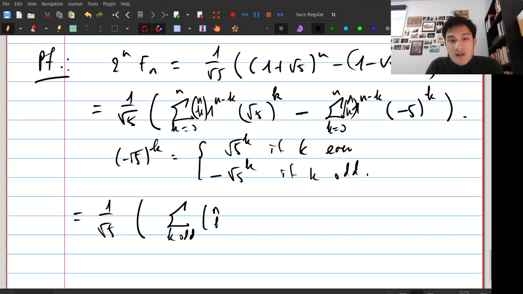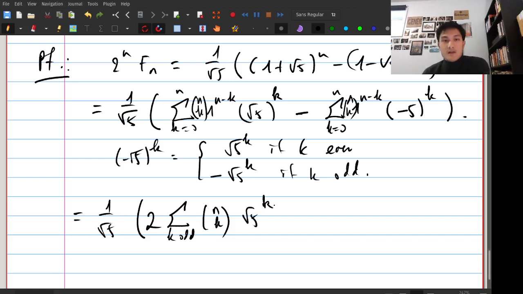So n choose k. For the terms where k is odd, what's on this side is going to be negated over here, but then we subtract, and if you subtract the negation of something, you're going to get twice the thing. So there's a 2 here, and then we have n choose k, 1^(n-k), and there's no point writing that, square root of 5 to the power of k. Okay, but now we're done.